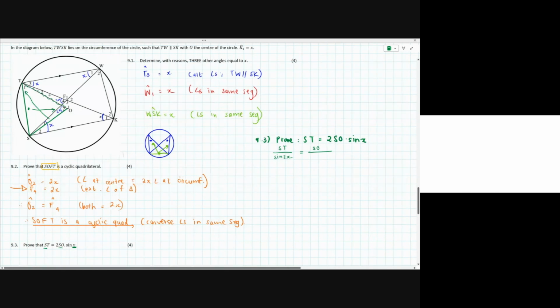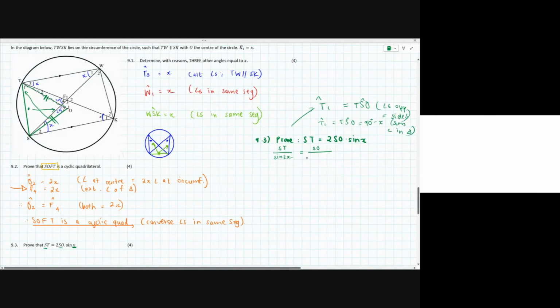Now, OT and SO are radii, which means that angle T1 is equal to angle TSO, angles opposite equal sides. And because we know that this angle at O2 is 2x, we can get that T1 is equal to TSO by saying 180 minus 2x divided by 2, which is 90 minus x, because of sum of angles in triangle.